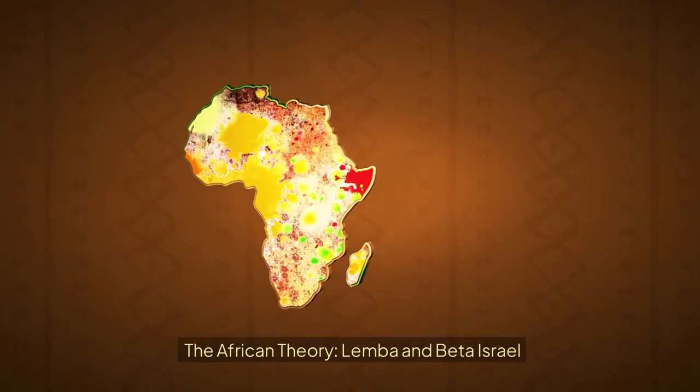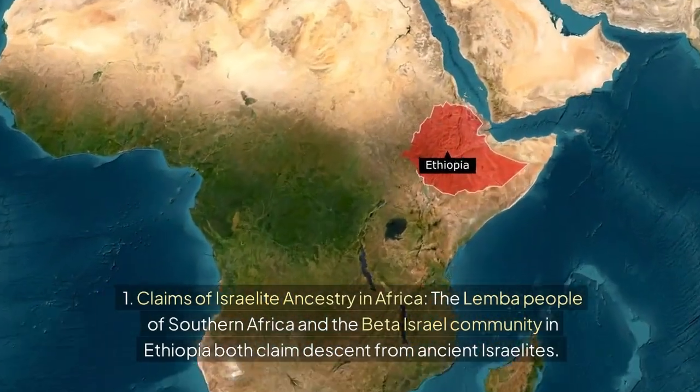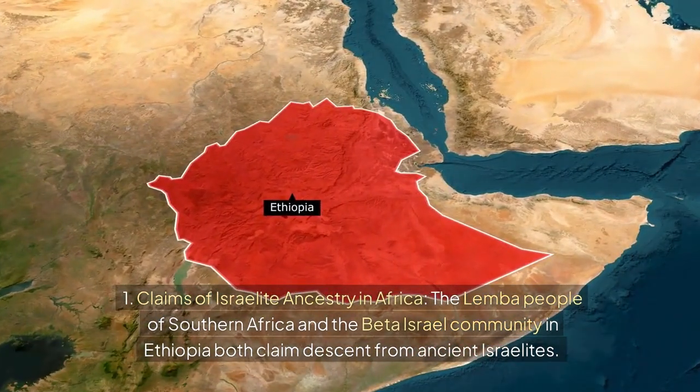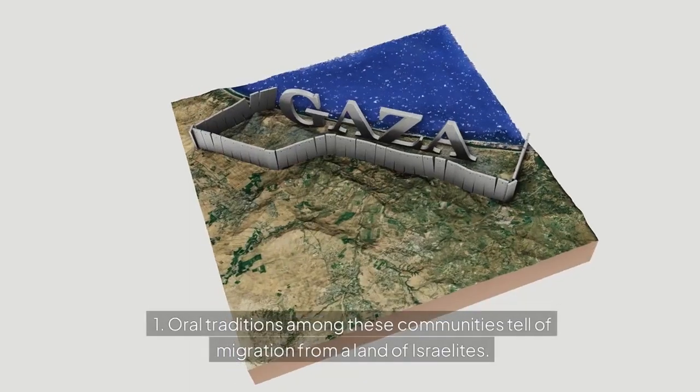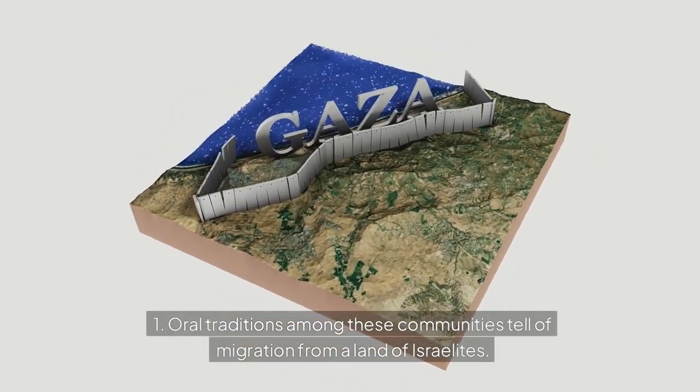The African Theory, Lemba and Beta Israel. Claims of Israelite ancestry in Africa. The Lemba people of southern Africa and the Beta Israel community in Ethiopia both claim descent from ancient Israelites. Oral traditions among these communities tell of migration from a land of Israelites.